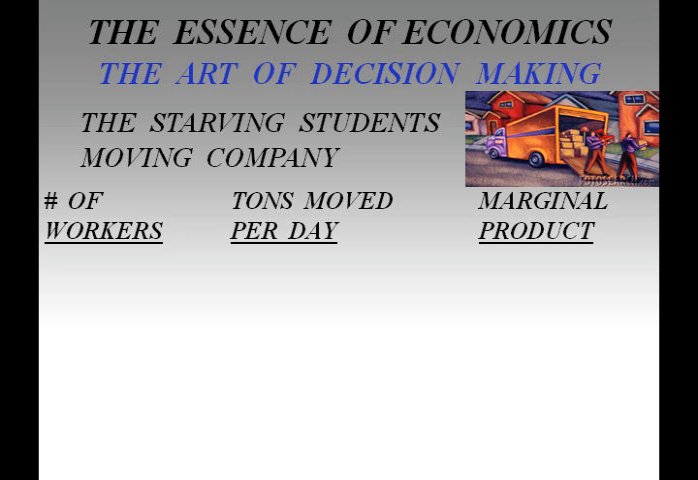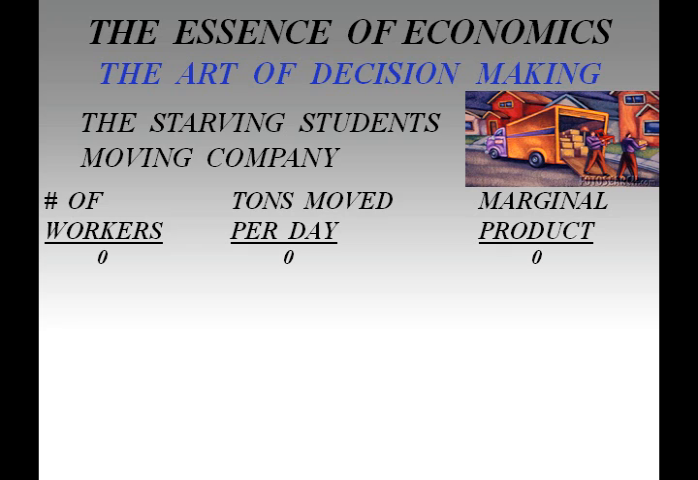Now, moving companies like to measure their productivity and efficiency fairly closely, and they do it by tons moved per day. They also look closely at the marginal product of labor. So we've laid out here a simple measurement chart to achieve those objectives of measuring productivity. Obviously, if you have no workers, you're not going to move anything whatsoever, and your marginal product is zero.